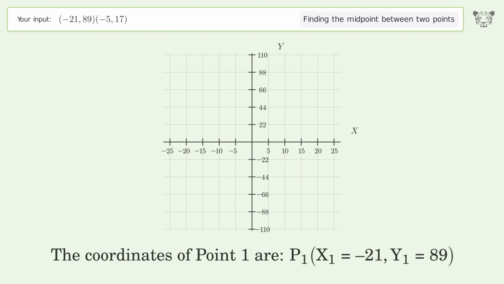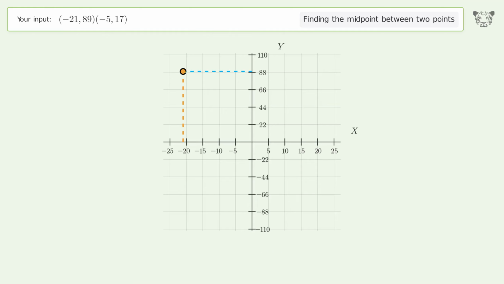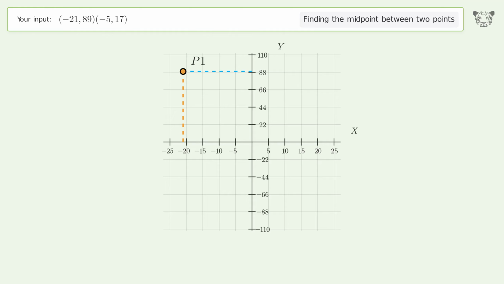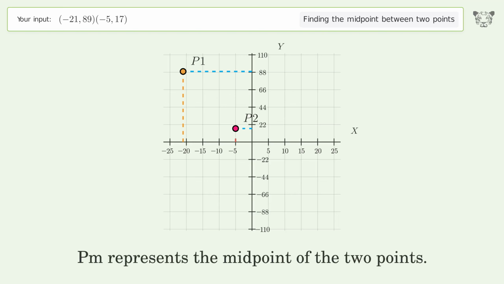The coordinates of point 1 are, x1 equals negative 21, y1 equals 89. The coordinates of point 2 are, x2 equals negative 5, y2 equals 17. PM represents the midpoint of the 2 points.